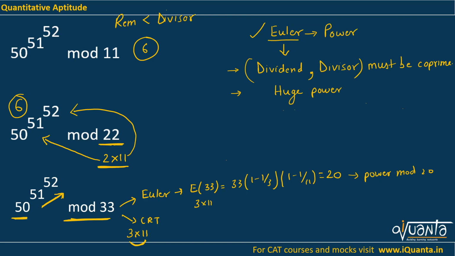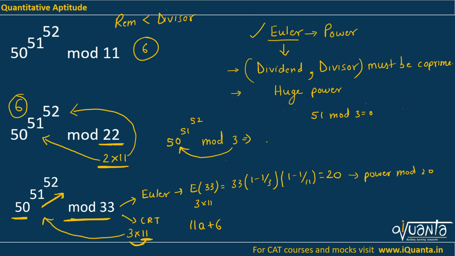We already know 50 to the power 51 to the power 52 mod 11. We have already calculated it. It will be equal to 6. So we can write it as 11a plus 6. Then if we divide this number by 3, 50 to the power 51 to the power 52 mod 3, first of all, we can simply reduce this. We know that 51 mod 3 is equal to 0. So 50 mod 3 will be equal to minus 1. I hope you know the concept of negative remainders.